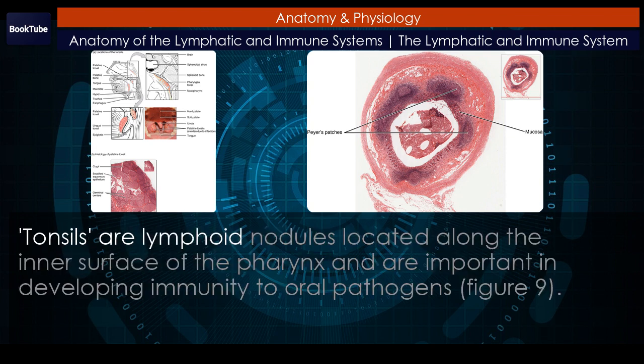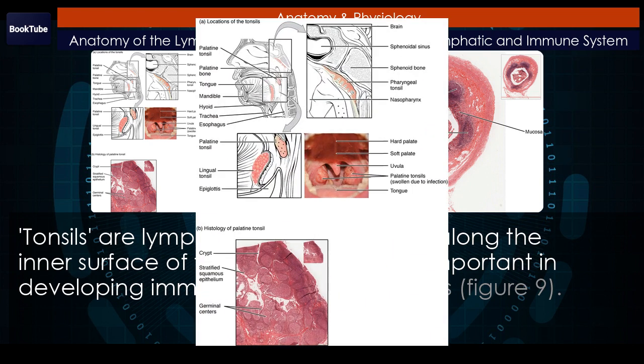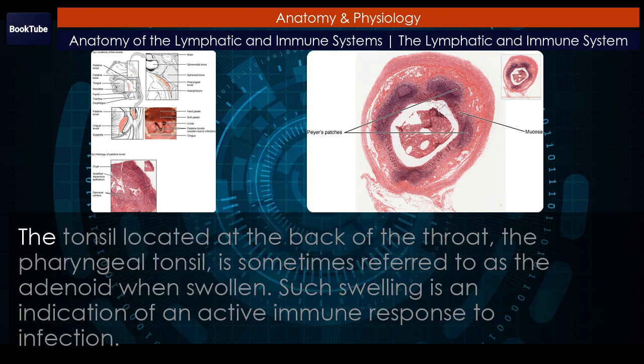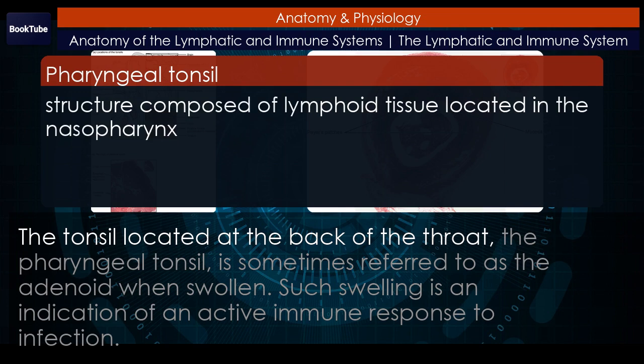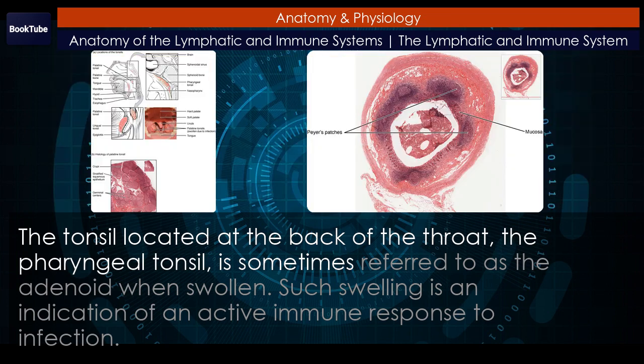Tonsils are lymphoid nodules located along the inner surface of the pharynx and are important in developing immunity to oral pathogens. Figure 9. The tonsil located at the back of the throat, the pharyngeal tonsil, is sometimes referred to as the adenoid when swollen. Such swelling is an indication of an active immune response to infection.